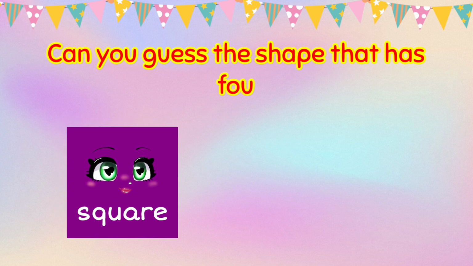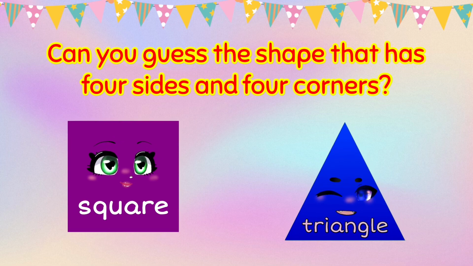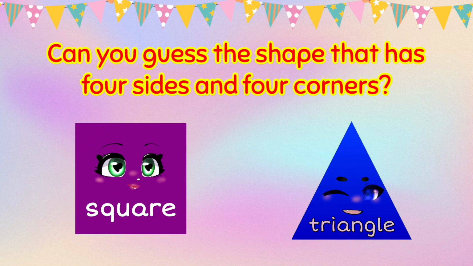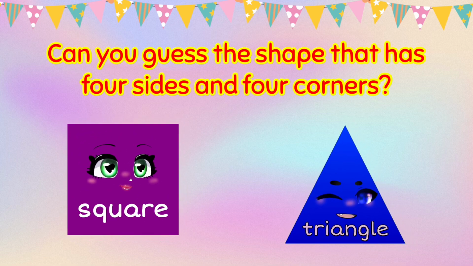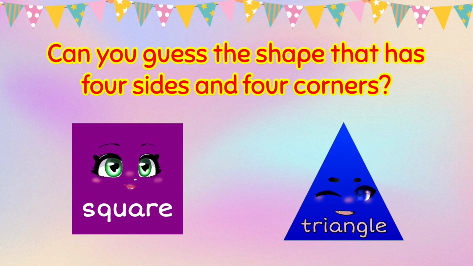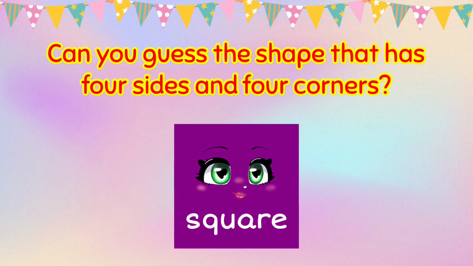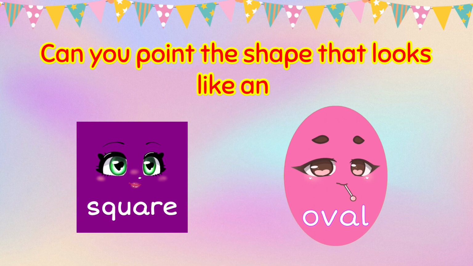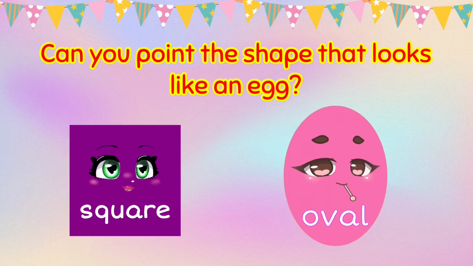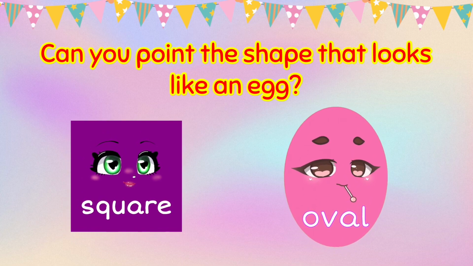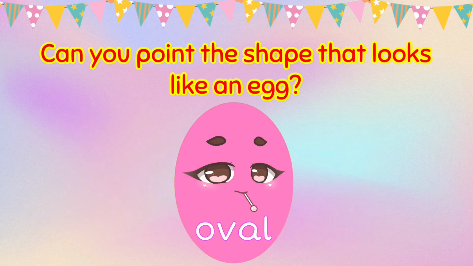Can you guess the shape that has four sides and four corners? The length of each side is the same. It's the square. Can you point to the shape that looks like an egg? It's the oval.